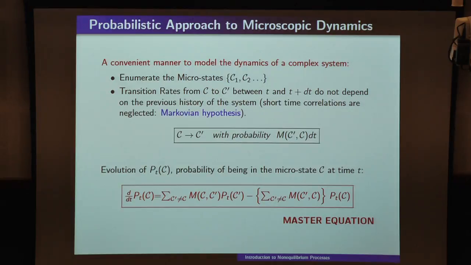Markov processes is the master equation for the probability distribution at a given time t, and this is just a balance equation. The change of probability of being in C at time t is just the rate at which you enter this configuration from any C prime, minus the rate at which you leave this configuration.